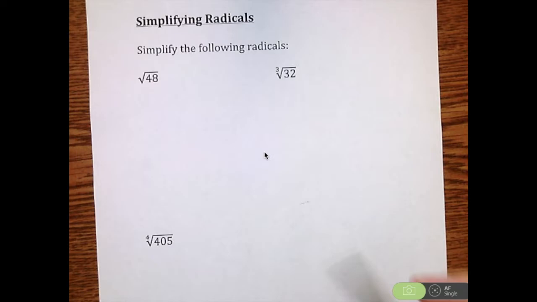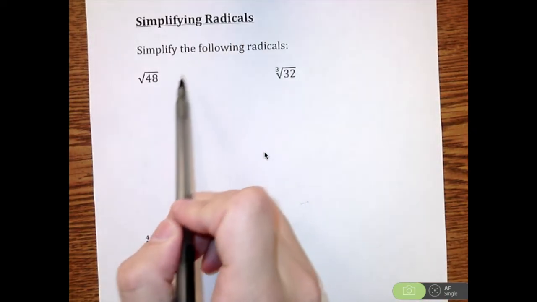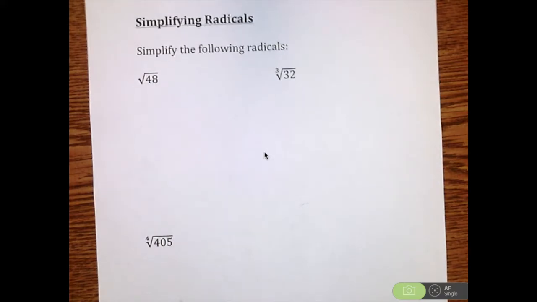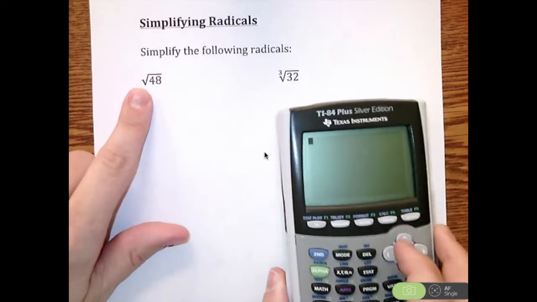In this video I'm going to go over simplifying radicals. We're going to simplify the square root of 48, the cube root of 32, and the fourth root of 405. The reason why this is important is, for example, this first one, the square root of 48.